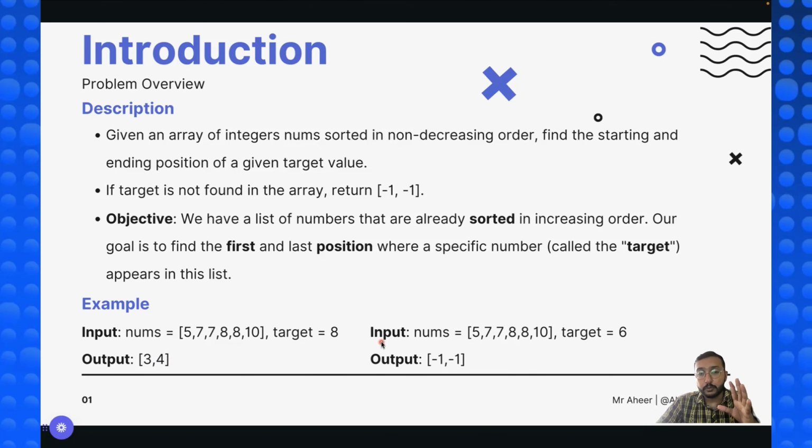Now let's assume the second case. Here we have 5, 7, 7, 8, 8, and 10, and our target is 6. In this case we don't find anything in the array, because the array does not contain our target. Therefore, we return -1 and -1. Now let's understand it a little more visually.